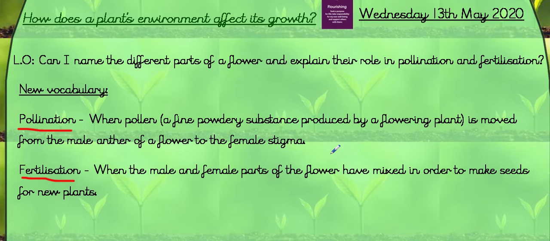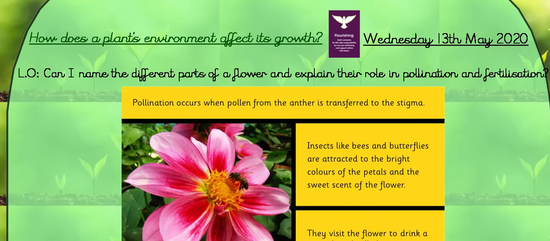And fertilisation, so that's when the male and female parts of the flower have mixed in order to make seeds for new plants, so producing the new seed. So very, very important parts of a plant and their life cycle. Let's have a closer look.